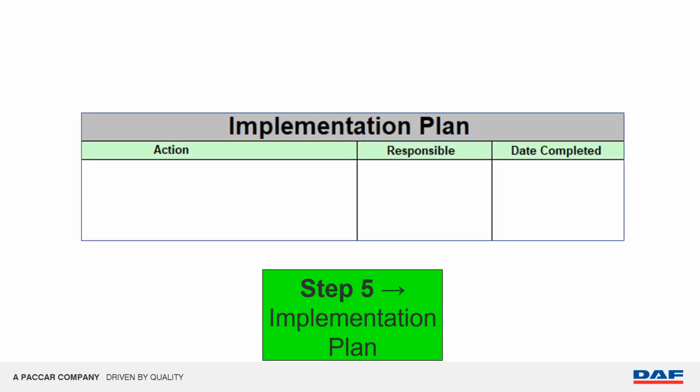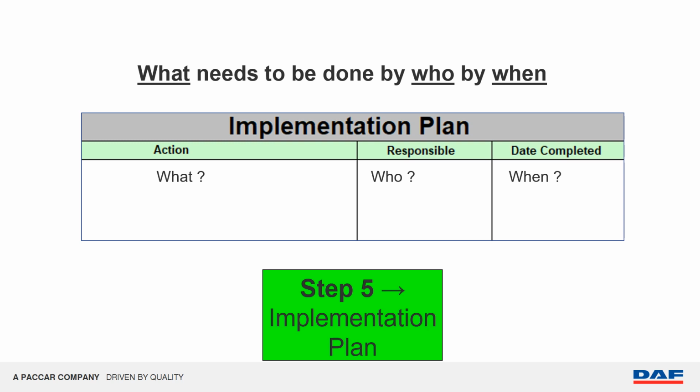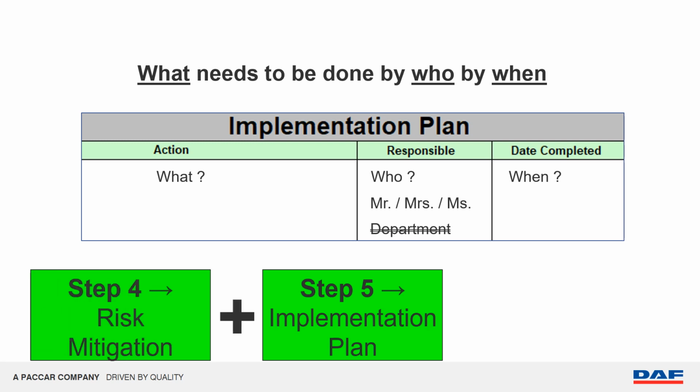Step 5 contains the implementation plan. What needs to be done by who, by when. Always assign the action to an individual, a team member, so not a group or department, to avoid that no one feels responsible and the action is not taken. Do not forget to also close all actions related to your risk mitigation.